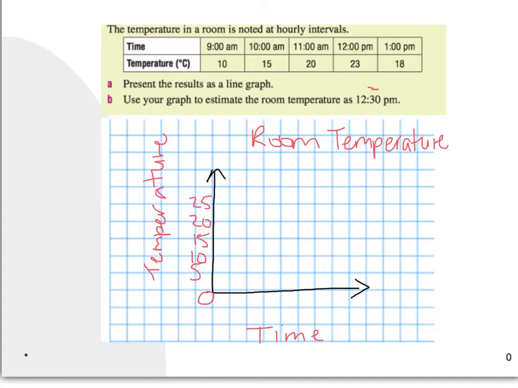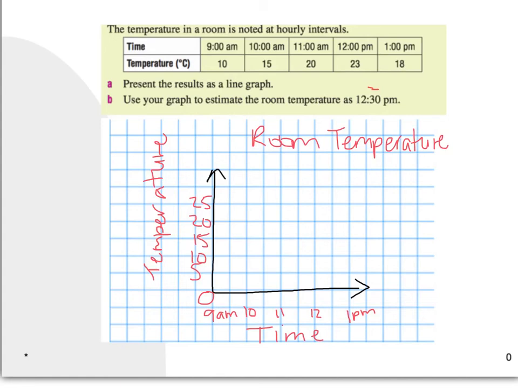Now the x-axis, we need to write down the times. So we'll start at 9 a.m. and then we've got 9:30, 10, 10:30, 11, 11:30, 12, 12:30, 1 p.m. Alrighty, now we can start plotting our points on the graph.